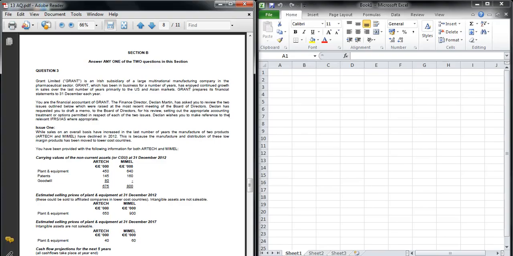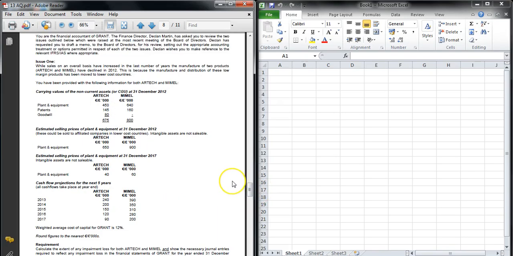This screencast is going to look at Autumn 13 question 3, so an issue question, and focus in particular on IAS 36 and IAS 19. So we're going to firstly look at question 3 issue 1. We've split into two issues here. The first one is to do with IAS 36.